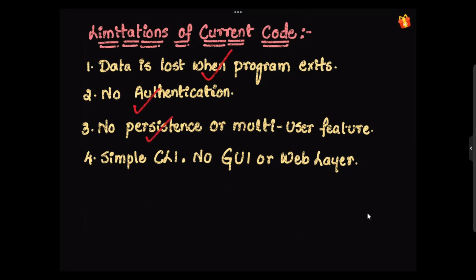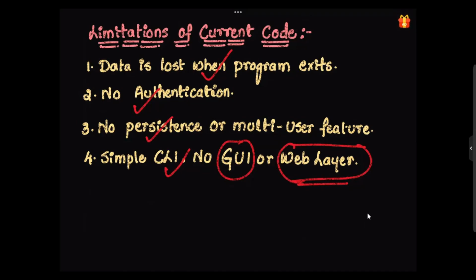Third one, no persistence or multi-user feature, right? No persistence in the sense we are not going with any external DB, and we have not implemented a multi-user feature as well. Yep, so this is one of the limitations. And the fourth one here is simple CLI, no GUI, graphical user interface, or web layer. So this is fine, I believe. Yep. These are the limitations for the code that we have written.